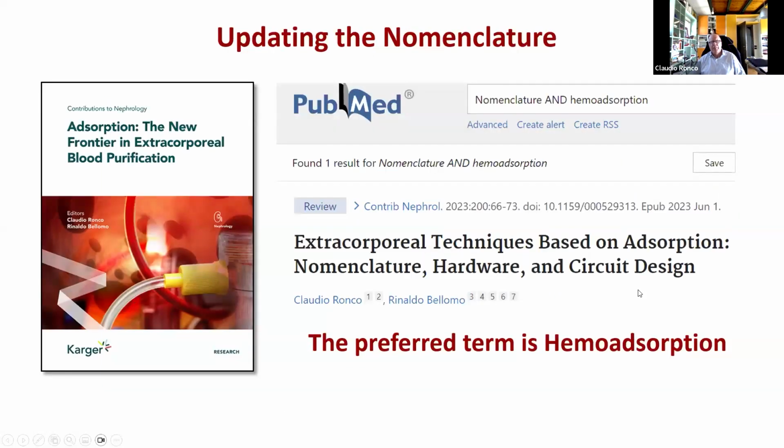We have recently provided a book on this concept and also published the results of the ADQI consensus conference. We prefer to use the term hemoadsorption today rather than hemoperfusion, because this is the term that probably clarifies more the characteristic of this therapy.